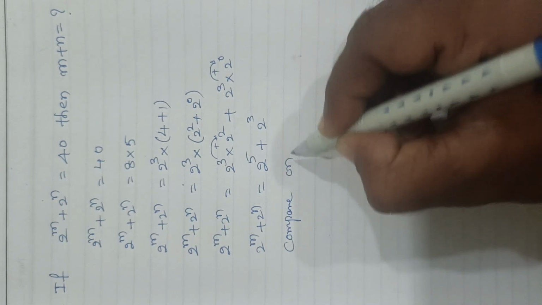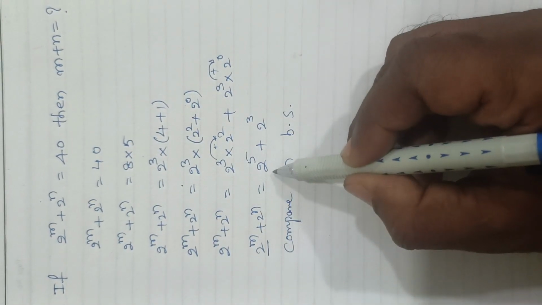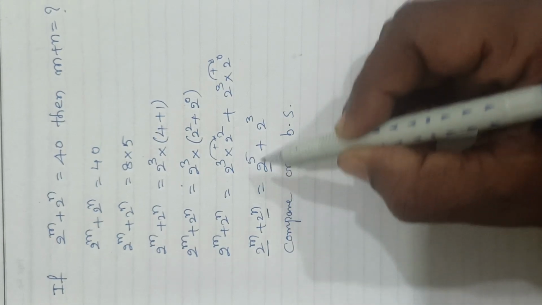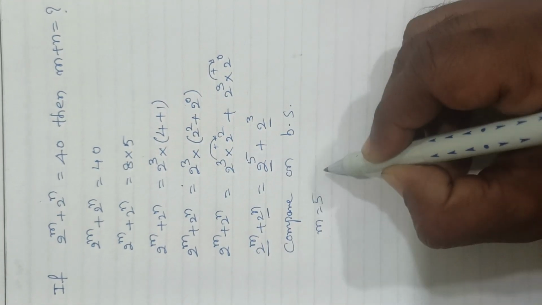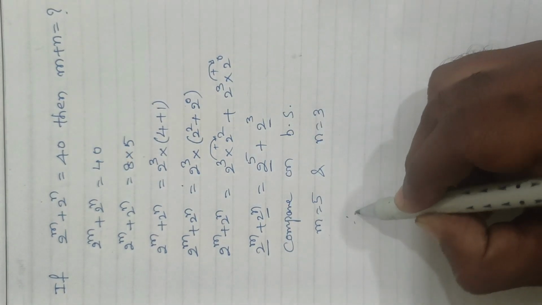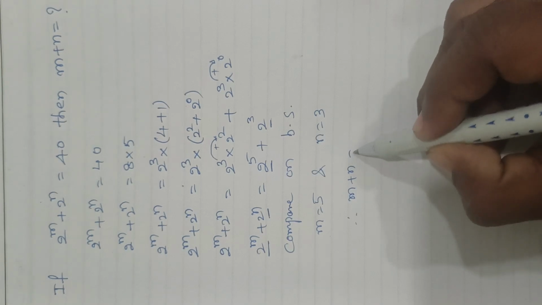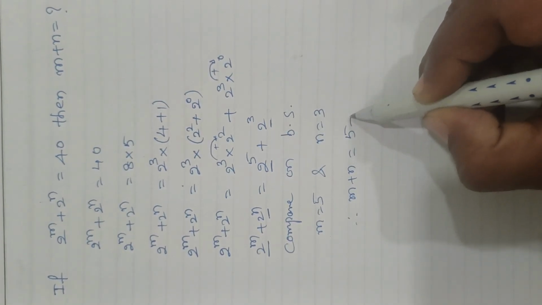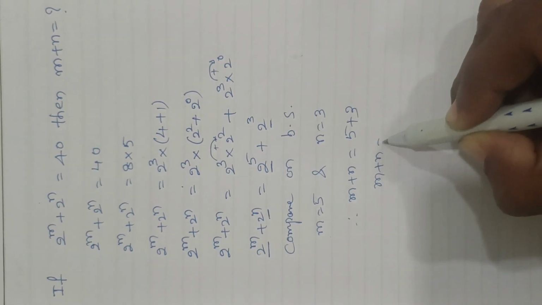Now compare on both sides. So what is that? Here 2 power m, here 2 power 5. 2 power n is equal to 2 cube. So let m is equal to 5 and n is equal to 3. Therefore, m plus n is equal to 5 plus 3. Therefore, m plus n is equal to how much?